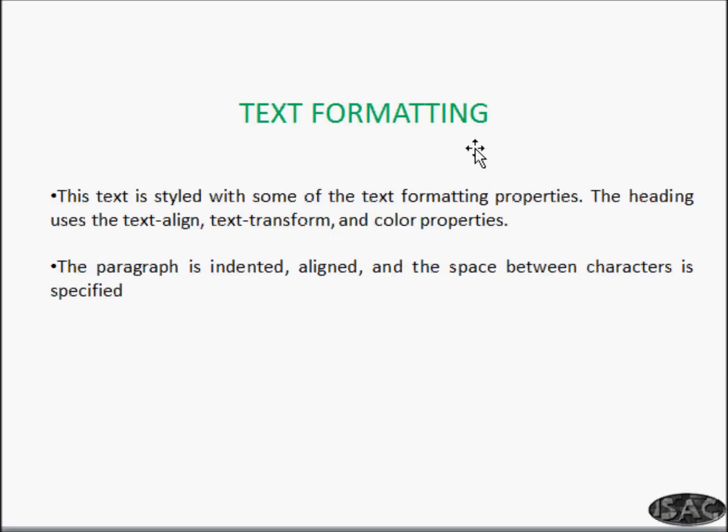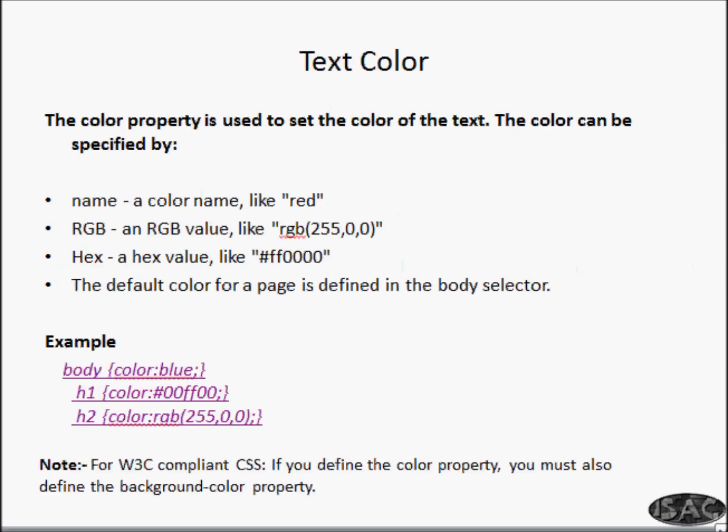So text formatting, this text is styled with some of the text formatting properties. The heading uses the text align, text transform and color properties. The paragraph is indented, aligned and the space between characters is specified. Right. So let us have a look at text color.